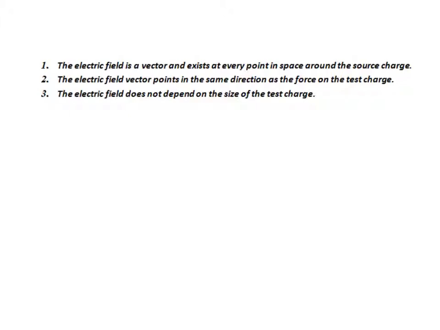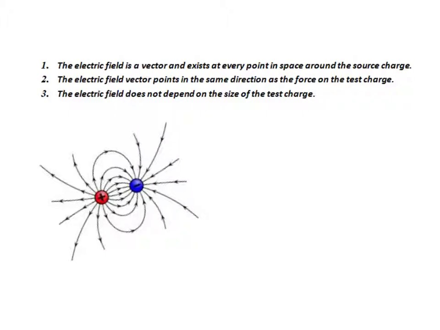There are three important things about this electric field, some of which we've already mentioned, but I'll mention them again. First, the electric field is a vector that exists at every point in space. So we'll make electric field diagrams, and they'll show a sample of the vectors, but there's an electric field vector at every point, whether one is shown or not. Here is an example of an electric field diagram.